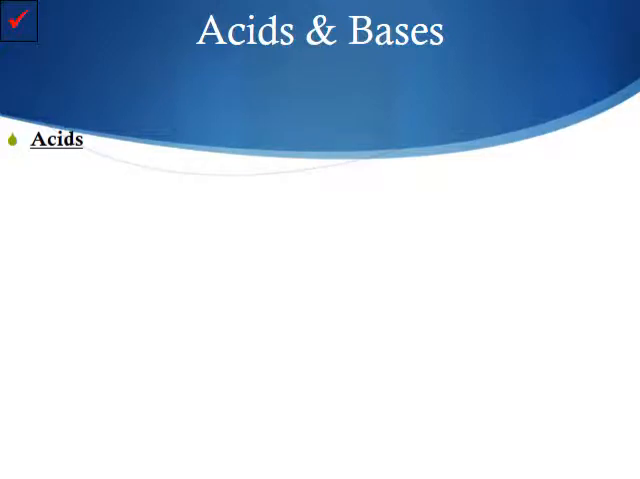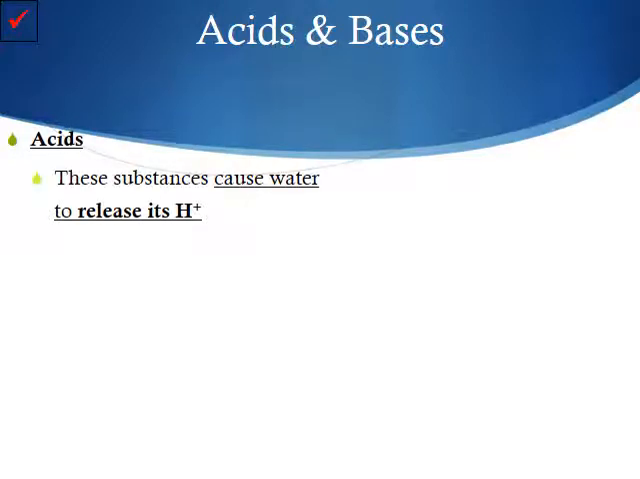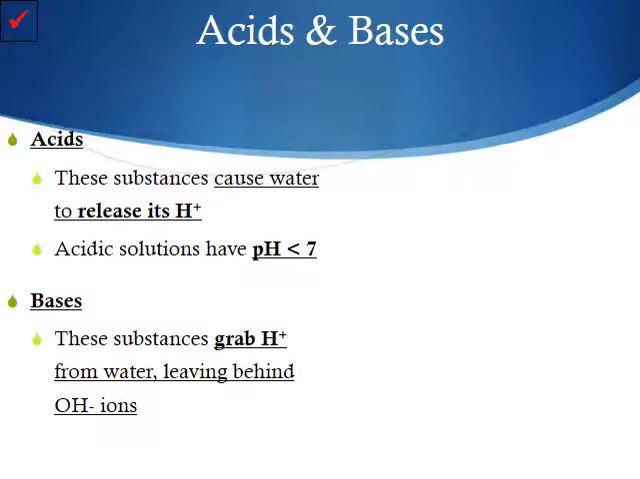So acids and bases. Acids are substances that cause water to release hydrogen ions, meaning it has a higher concentration. Acidic solutions have a pH less than 7. Bases, on the other hand, are substances that grab free-floating hydrogen ions from the water, leaving behind OH ions. Basic solutions have a pH above 7.